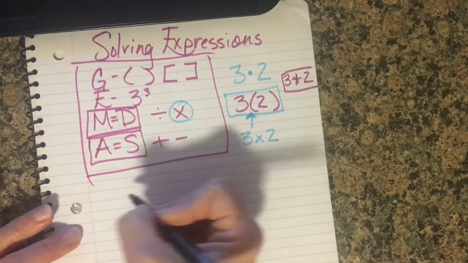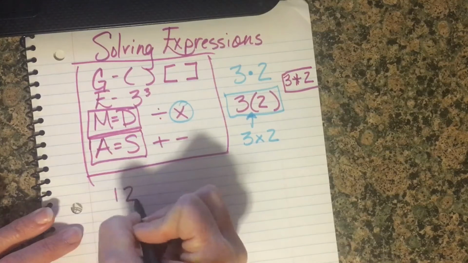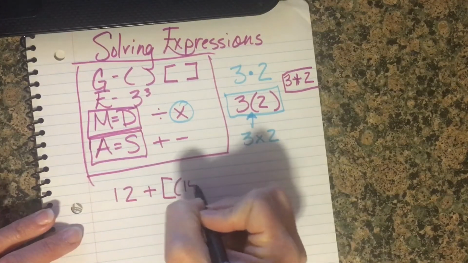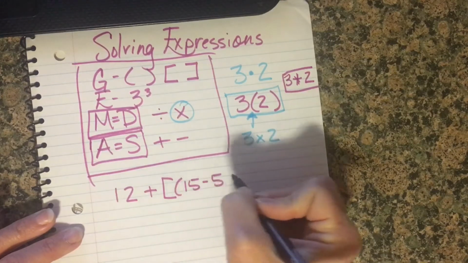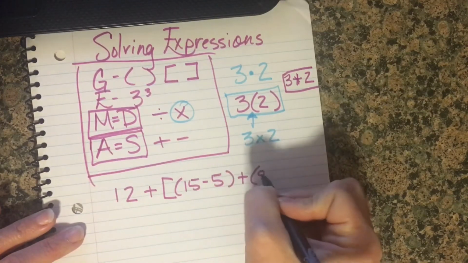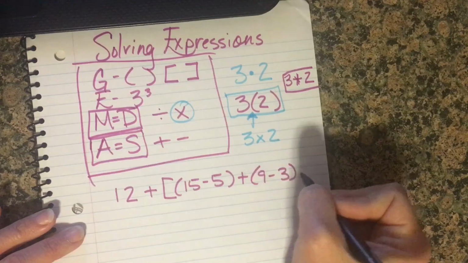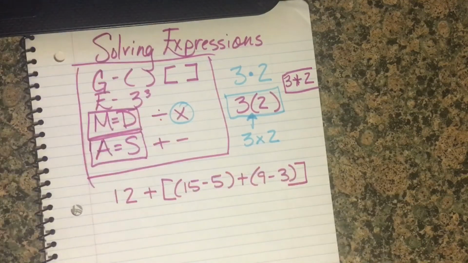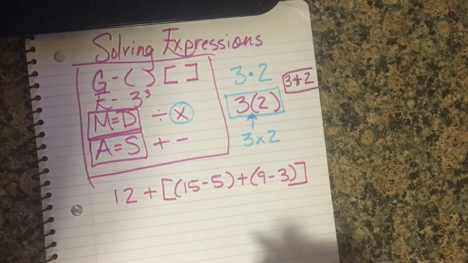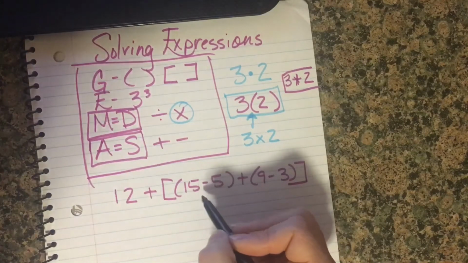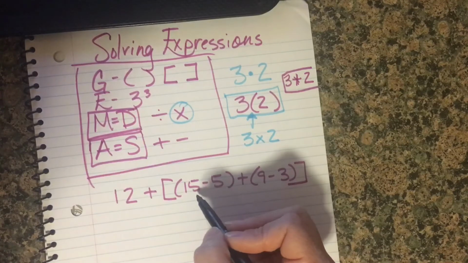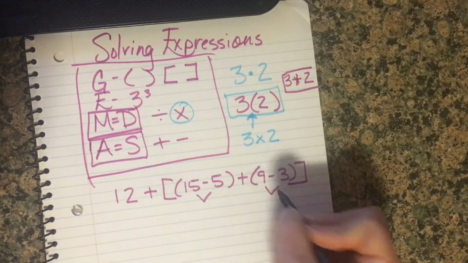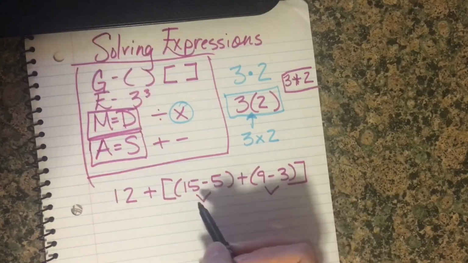So if I'm solving something with grouping symbols, let's say I've got 12 plus, 15 minus 5 in parentheses plus 9 minus 3 in parentheses, and then in brackets. I can't let go of the brackets until I get down to a single number. This is when I usually have kids say, well, which parentheses do I do first? Well, it doesn't really matter on this. I could solve them both in the same go.